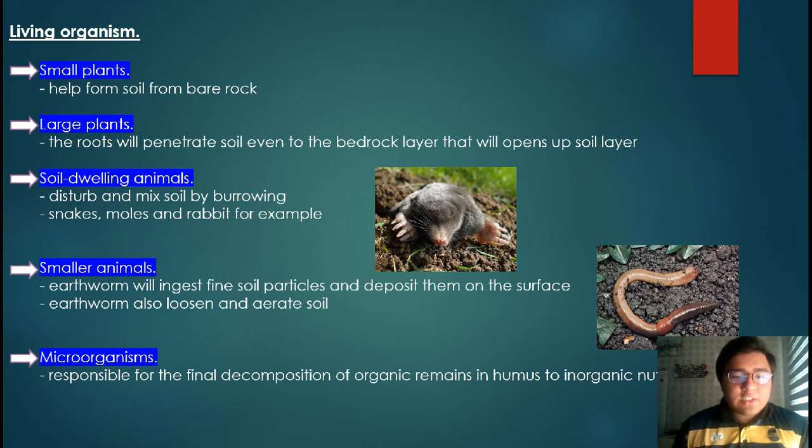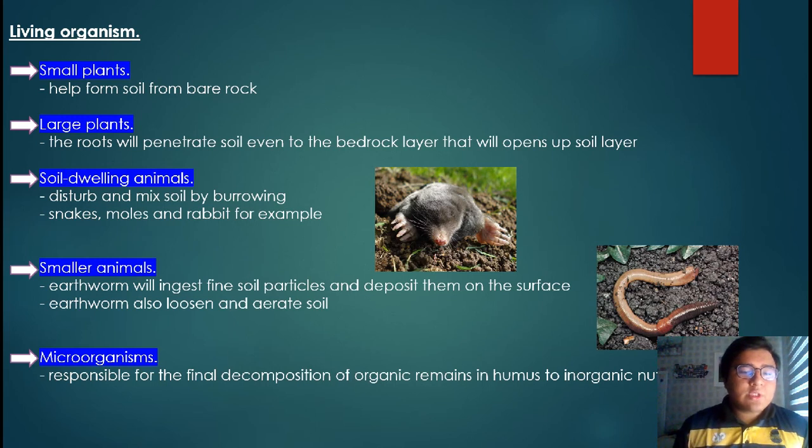The roots of larger plants will penetrate soil even to the bedrock layer, which will open up the soil layer. So the roots of larger plants will penetrate to the lowest level of the soil, which is the bedrock, and will open up the soil layer, so it can allow water, air, and animals to flow through the soil layer. Okay, so this is good for soil.